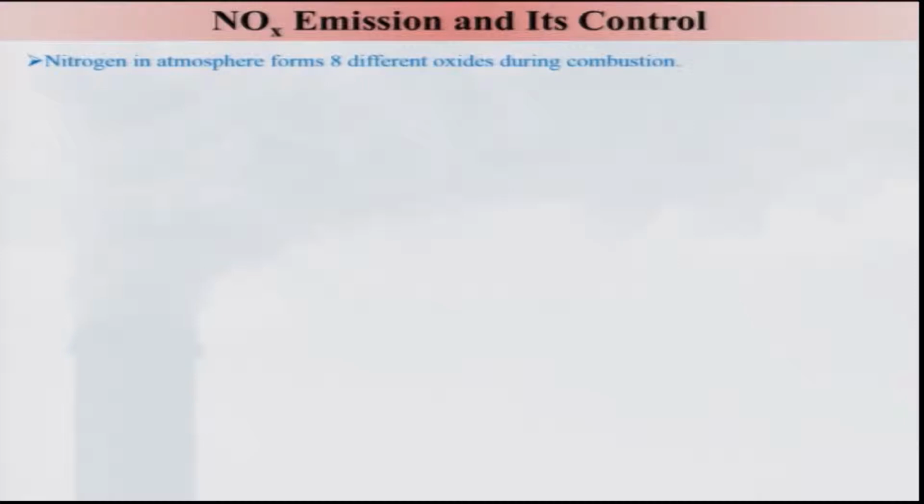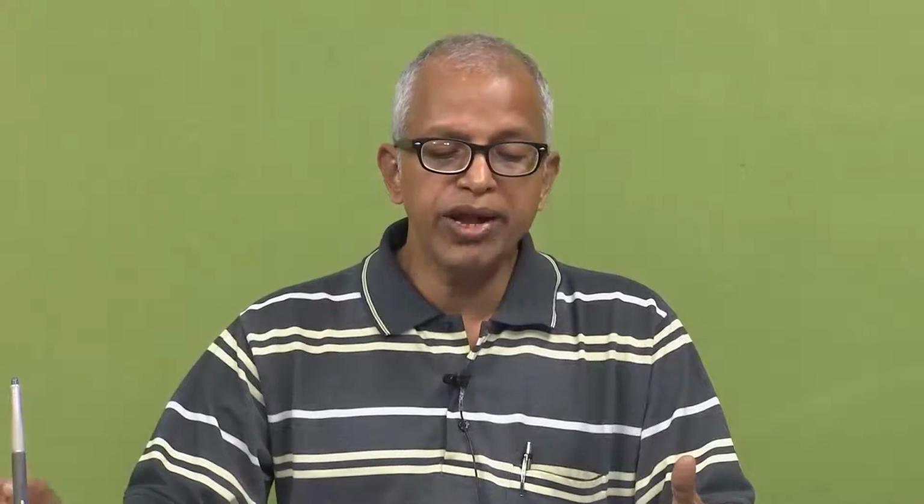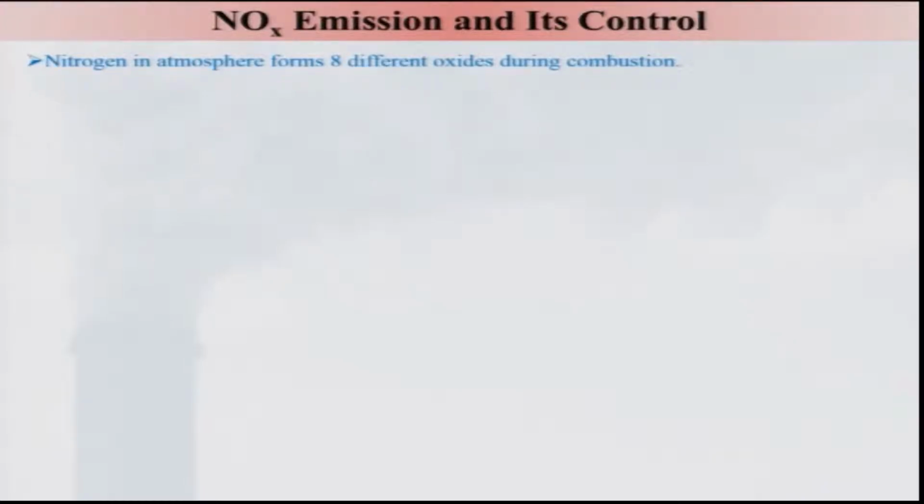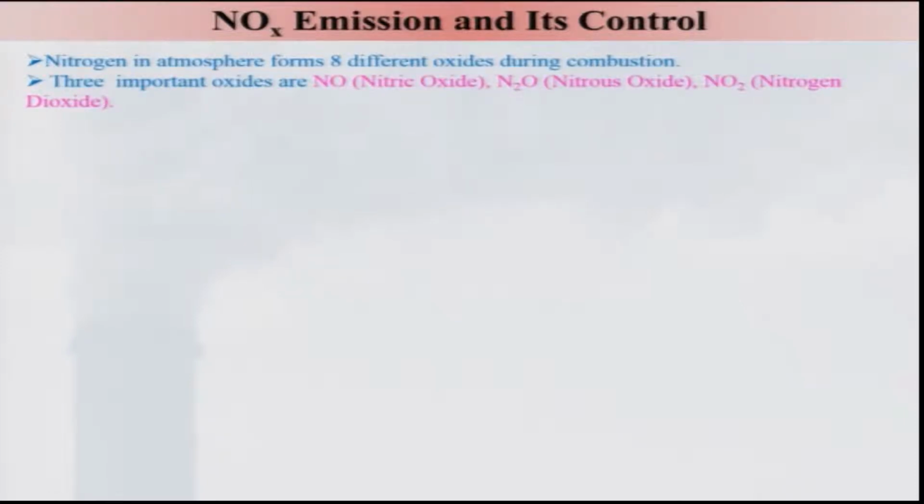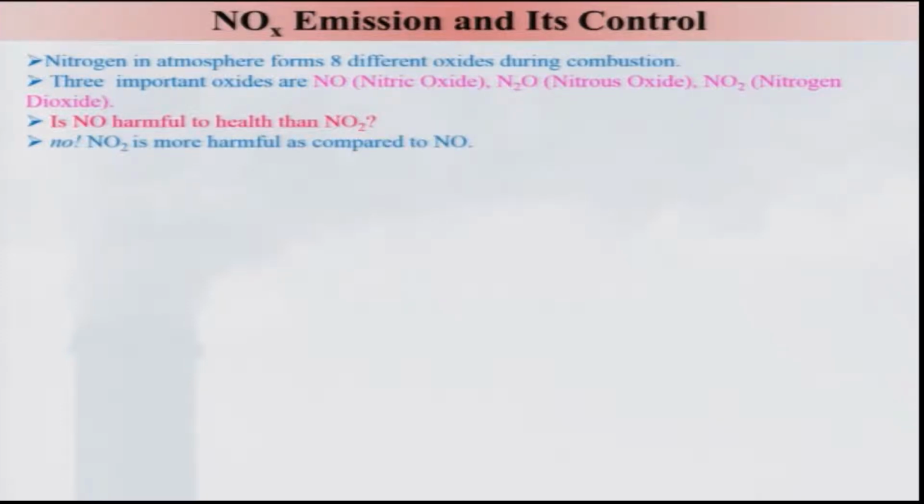NOx emission control is very important because it causes a lot of health issues, as we had discussed, particularly the pharynx, nostrils and other parts get affected very easily. Nitrogen in the atmosphere forms 8 different oxides during combustion. However, we will only consider 3 of them as they are important: nitric oxide, nitrous oxide and nitrogen dioxide. Is NO more harmful to health than NO2? Certainly not, rather NO2, nitrogen dioxide, is more harmful as compared to nitric oxide.